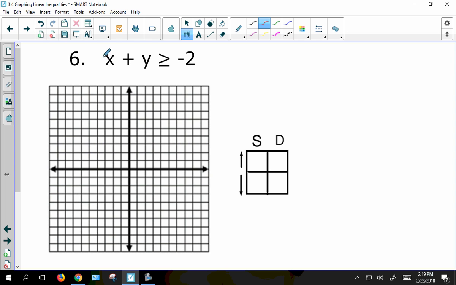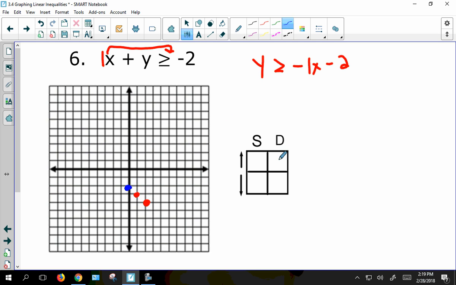Okay, number 6. There's a 1 here. I have to have my y by itself, don't I? So I have to move this to the other side. So this is going to be y is greater than or equal to negative 1x minus 2. So now I can graph this. I go to negative 2, put my dot. I go down 1 over 1, down 1 over 1.